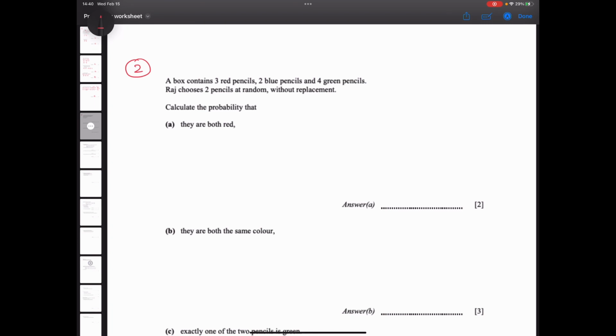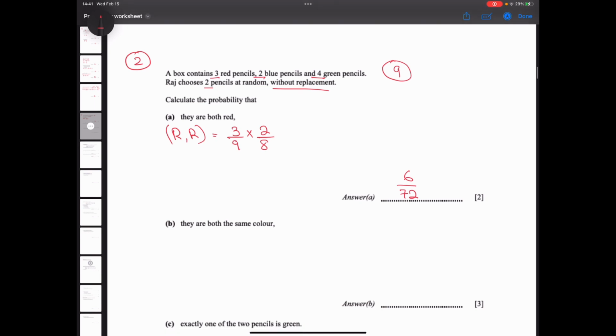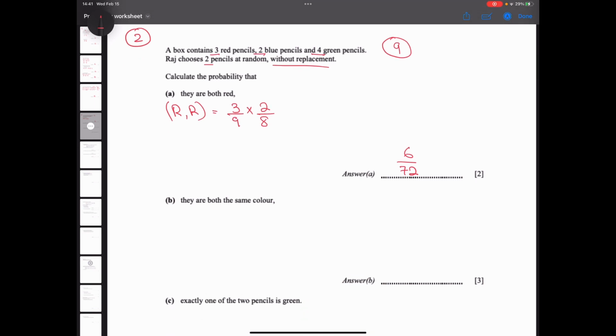Now it says that a box contains 3 red, 2 blue, 4 green. 3 plus 2 is 5, 5 plus 4 is 9 is your total. Rat chooses 2 pencils at random without replacement. Both red, please. Follow this technique. Red and red means that the first is red, 3 out of 9, 2 out of 8. 6 out of 72.